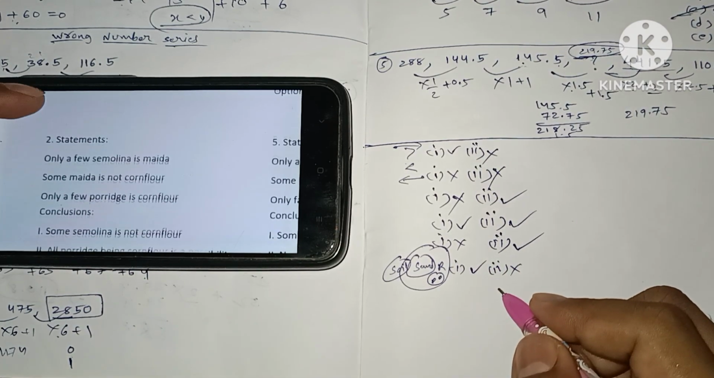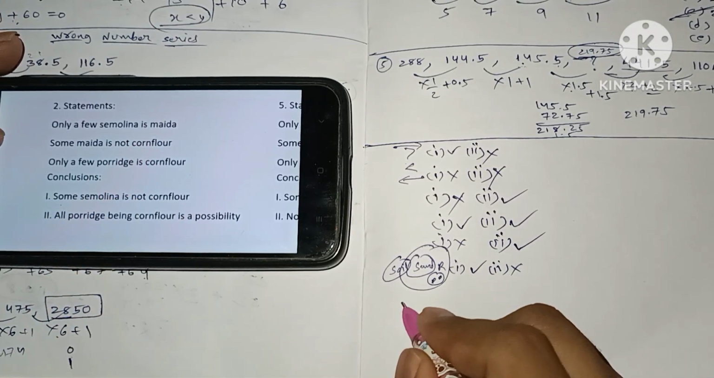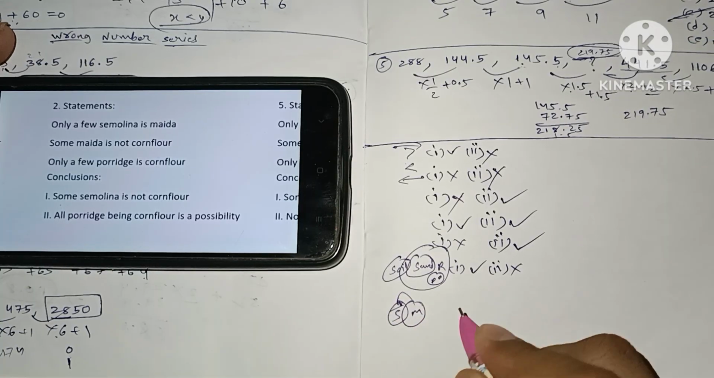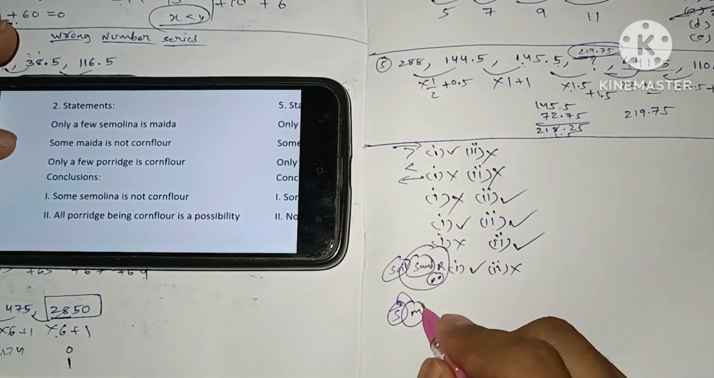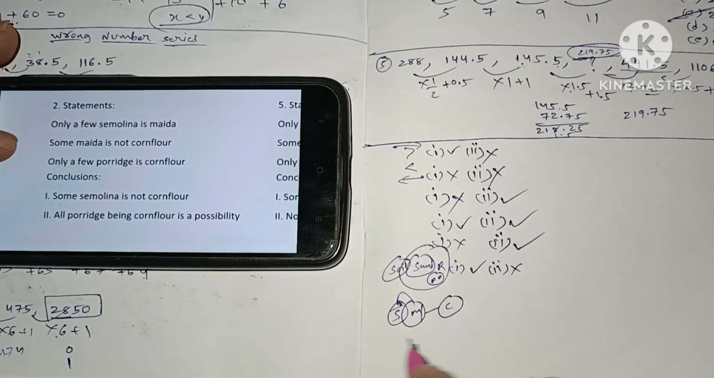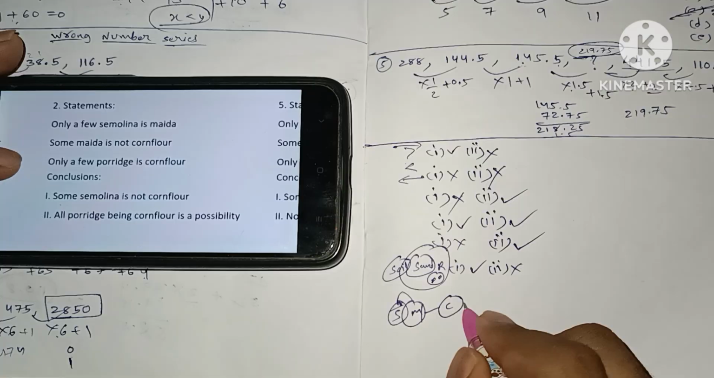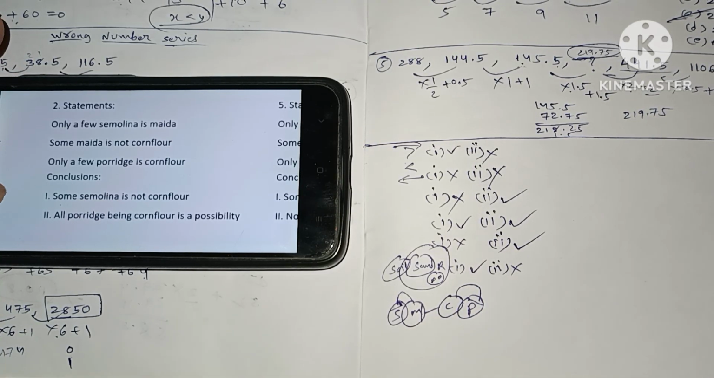Next, second question. Only a few semolina is maida. So only a few, S is M. Some maida is not a corn flour. Some part of maida is not a corn flour. Only a few porridge is corn flour.